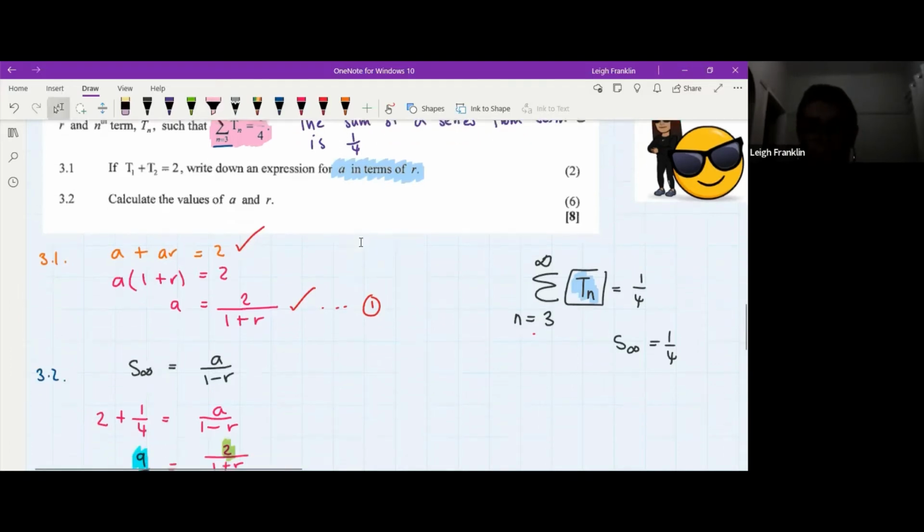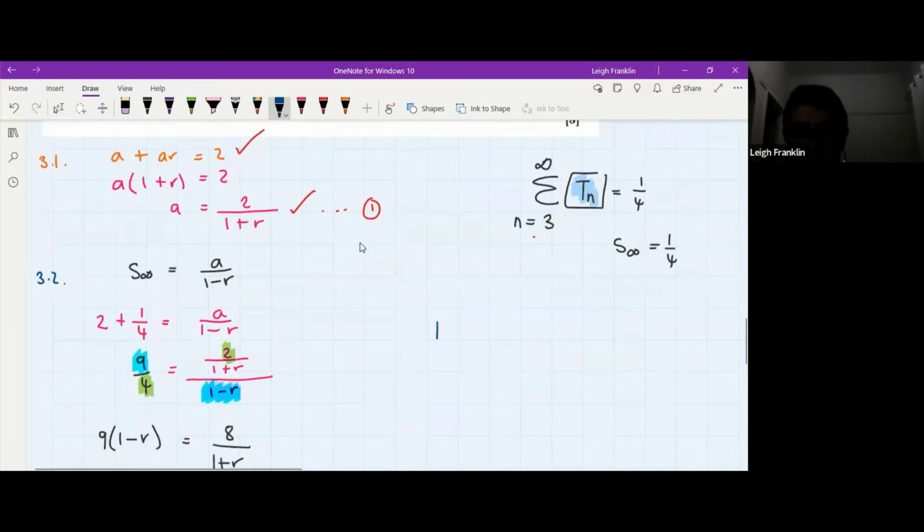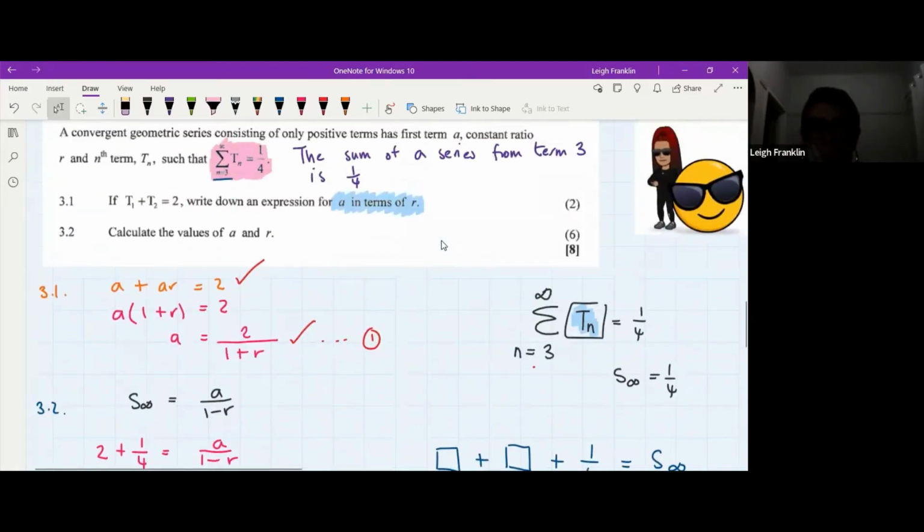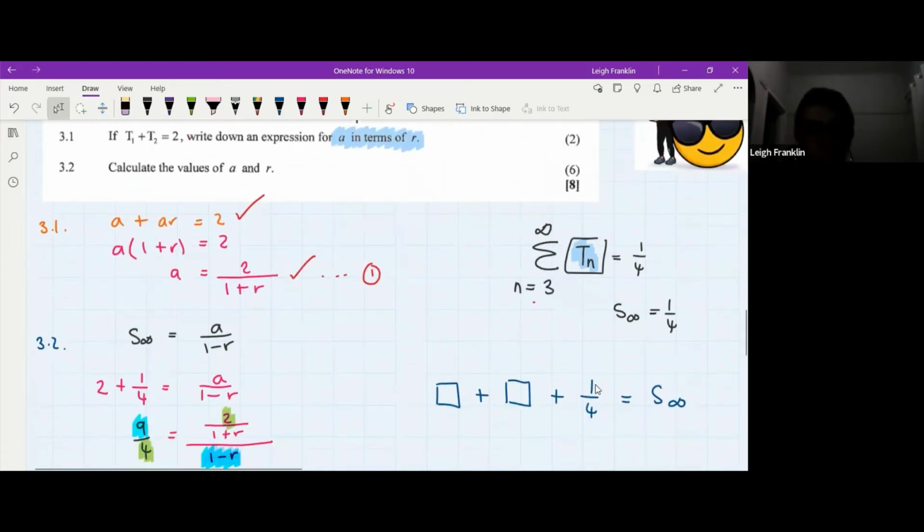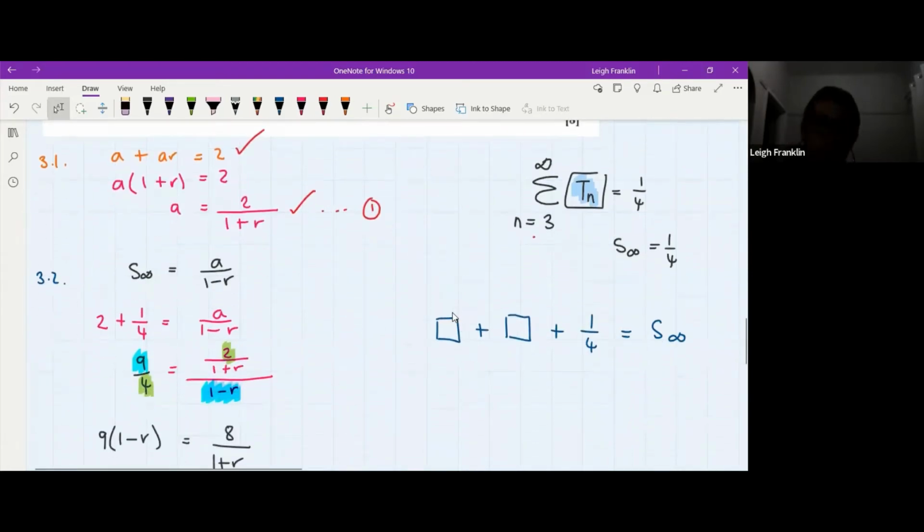So in other words, we have term 1, we have term 2, and then we have a quarter. And this will give us our sum to infinity. That's what they're basically saying to us. Does that make sense? Yes, ma'am. Okay, so the sum to infinity from the third term onwards is a quarter. That means that term 1 plus term 2 plus that quarter is going to give us our sum to infinity.